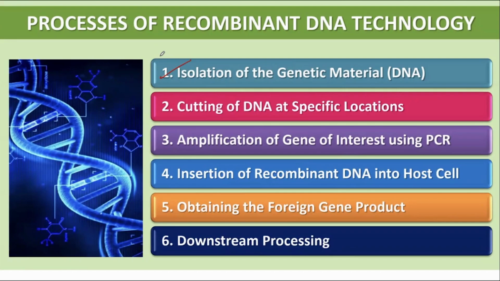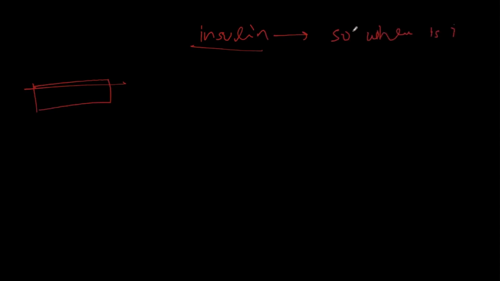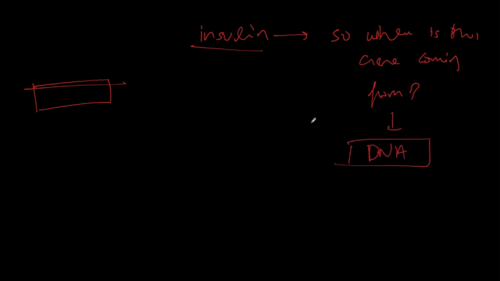So when we want to isolate a gene, right? For example, I was giving an example of the insulin gene. So this gene, from where do I need to isolate it? Where is this gene coming from? We all know that whatever information our body is coding, the sequences, the genes, everything is present in the nucleic acid, that is DNA for us, right? So this DNA has the gene that codes for this insulin.